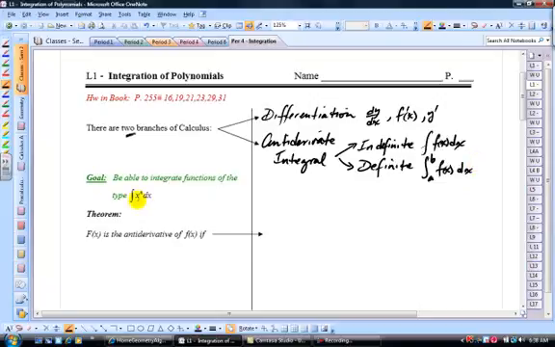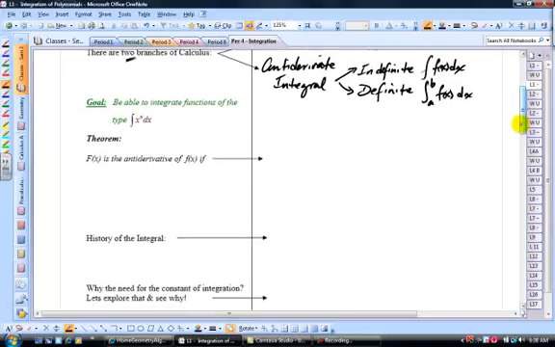Our first main goal in this lesson is to be able to integrate functions of the type x to the n, some polynomial form where n could be rational as well. So it's not just a polynomial form, but x to some power n where n is a rational number. We're going to learn how to take the antiderivative of x to the n dx. We have a theorem for that to help us out.